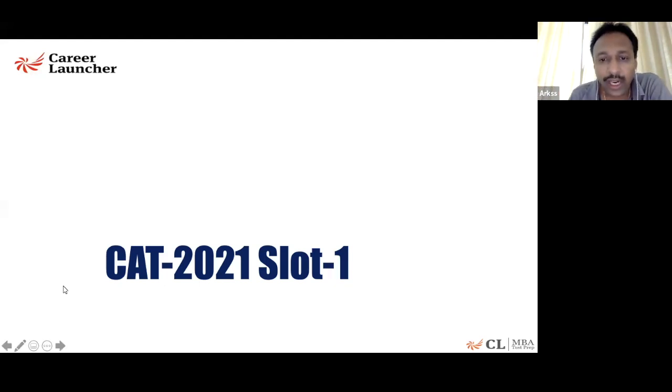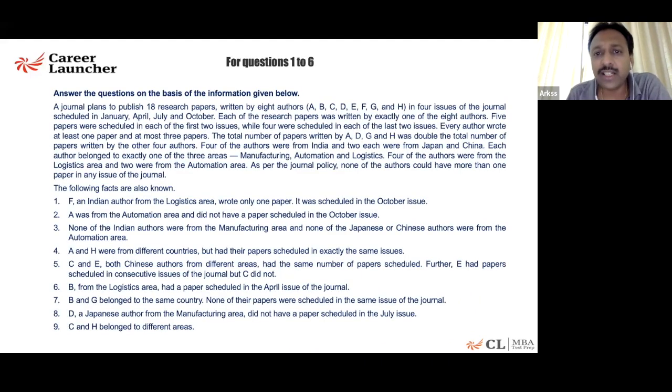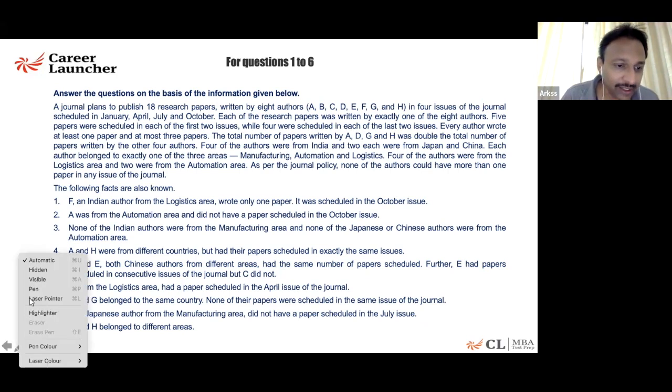Okay, so we'll look at the DILR section 2, which was there. And the first question set that I'm going to solve is this one. The journal with 18 research papers written by 8 authors. I'm also looking at the 6 questions which are there. We will try to approach this the way you would in an exam module. Okay, now let's look at that.